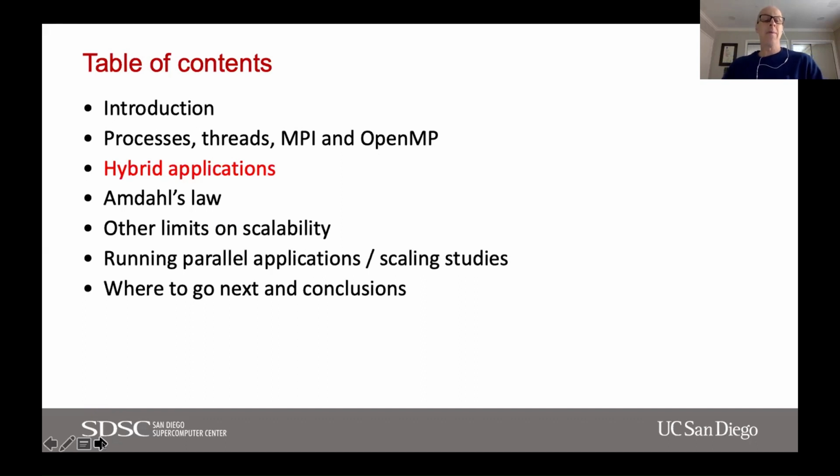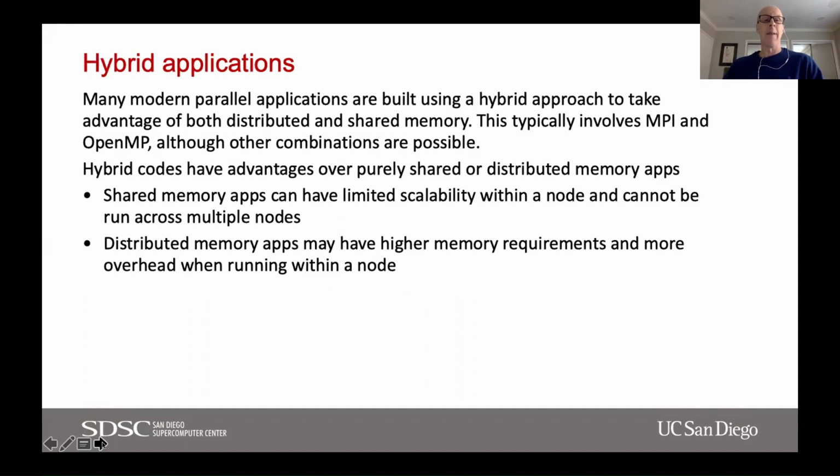Okay, so we're going to move on now to hybrid applications. Many modern parallel applications are built using a hybrid approach to take advantage of both distributed and shared memory. This often involves some combination of, say, MPI and OpenMP, although other combinations are possible. Hybrid codes have advantages over purely shared or purely distributed memory applications.